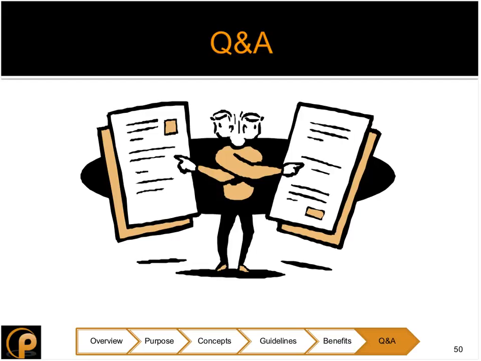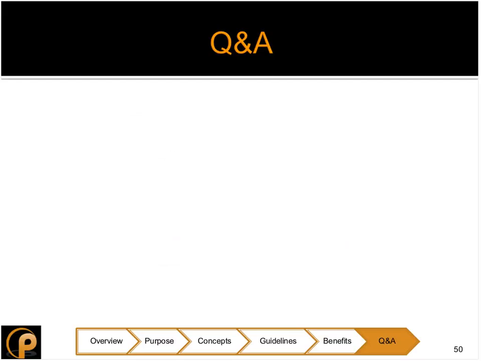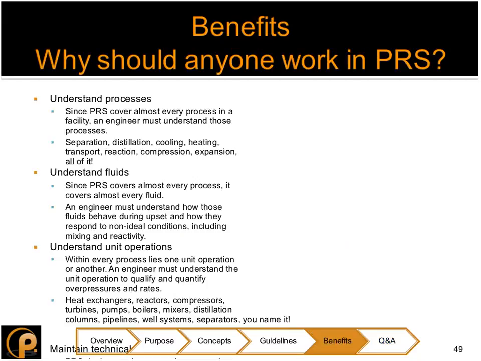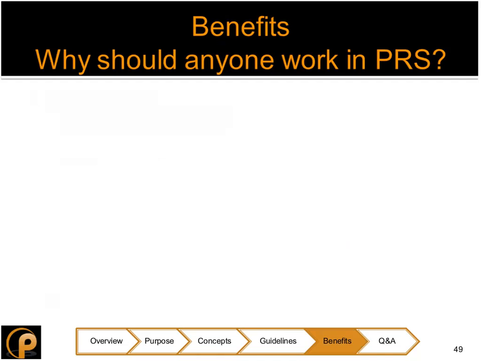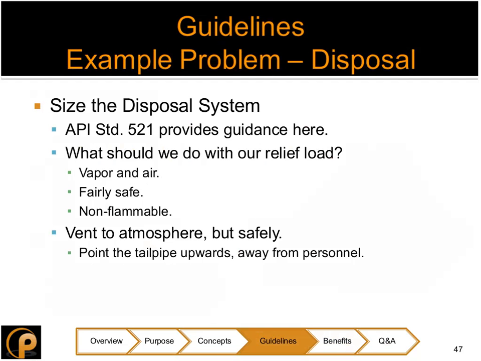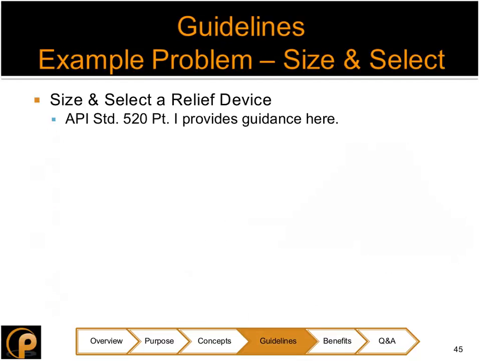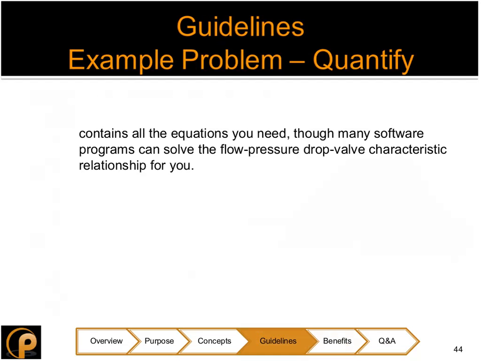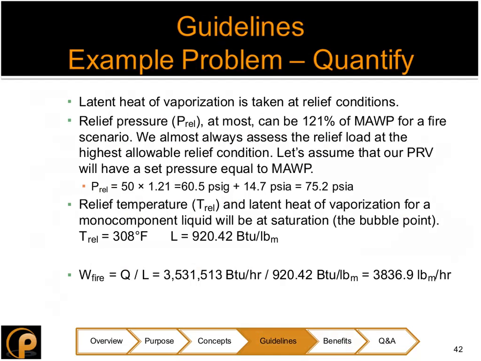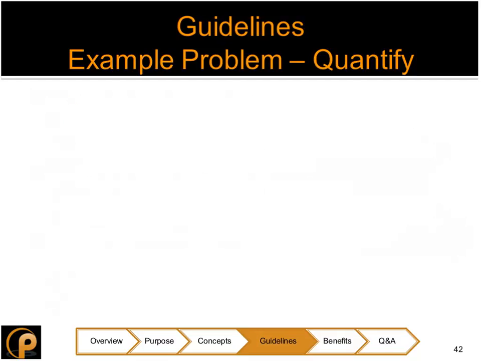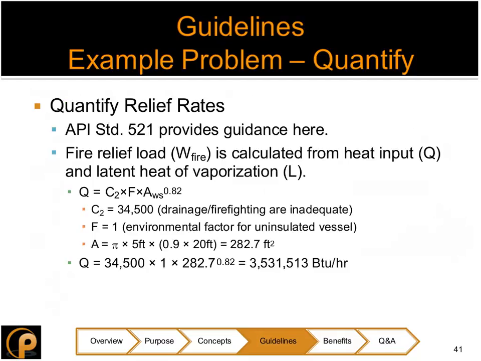Okay, thank you. One of the slides shows C2 equals 34,500. What units are these in? I can go back to that real quick. I'm trying to get there quickly. There it is. The question is about that equation: Q equals C2 times F times A to the 0.82.